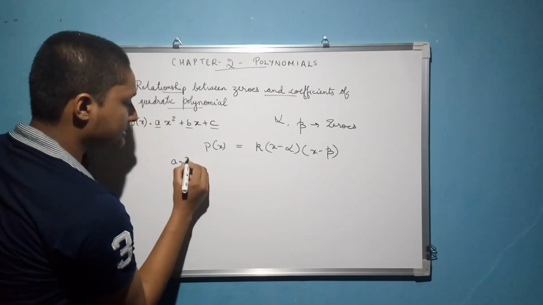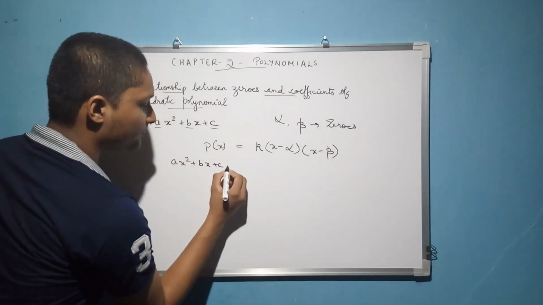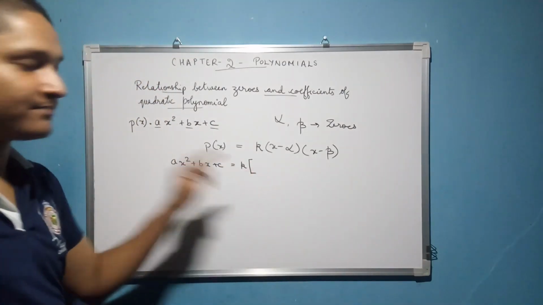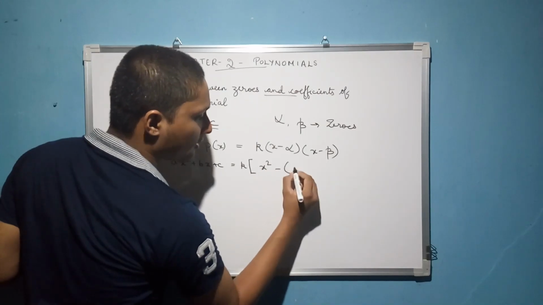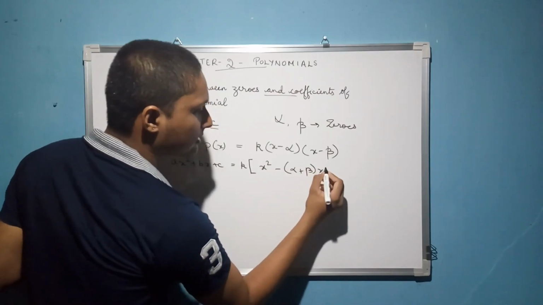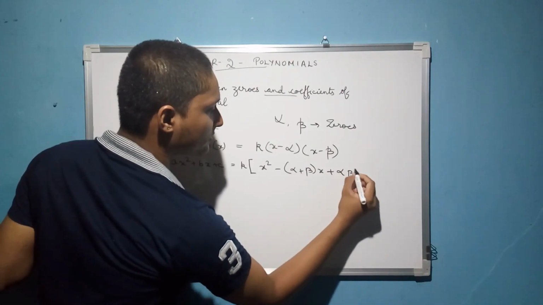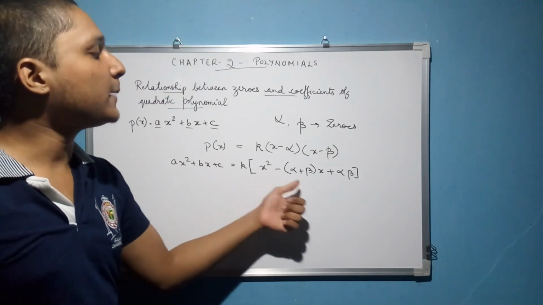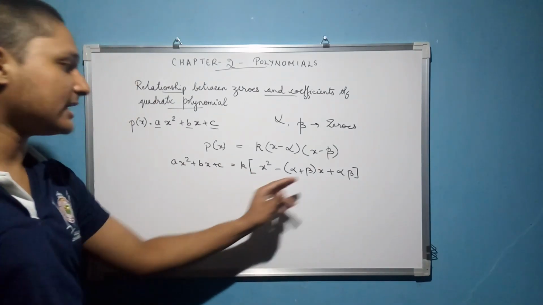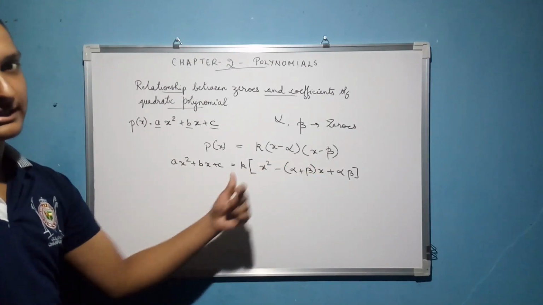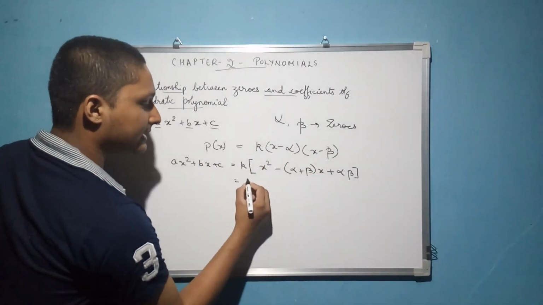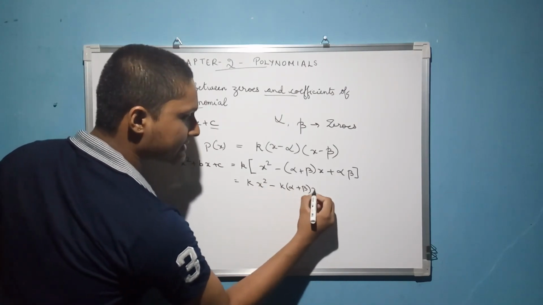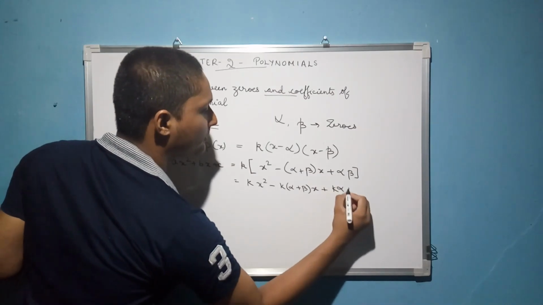Or I can write it as ax square plus bx plus c is equal to, let me take k, and just going on multiplying this, okay, you get x square minus of alpha plus beta x plus alpha beta. I think you know the expansion of x minus a into x minus b comes to be x square minus a plus b into x plus ab. That's how I am applying here and just getting these values. So I'll take k inside. This becomes kx square minus k into alpha plus beta x plus k alpha beta.